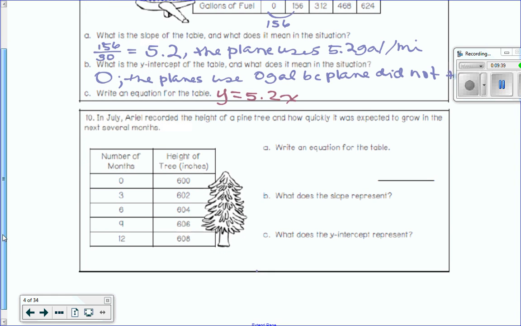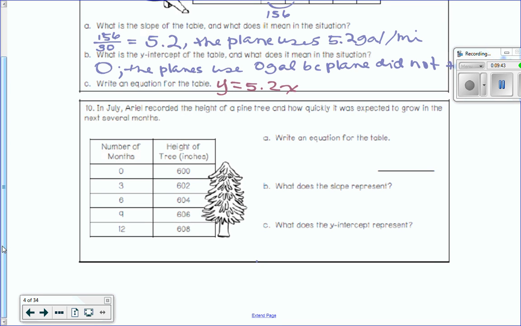All right, number 10, in July, Ariel reported the height of a pine tree and how quickly it was expected to grow in the next several months. So in July. So number of months, this represents July. And 3 months. Okay, so write an equation for the table. What did y'all get? y equals 2/3 x plus 6 1/3. Good.